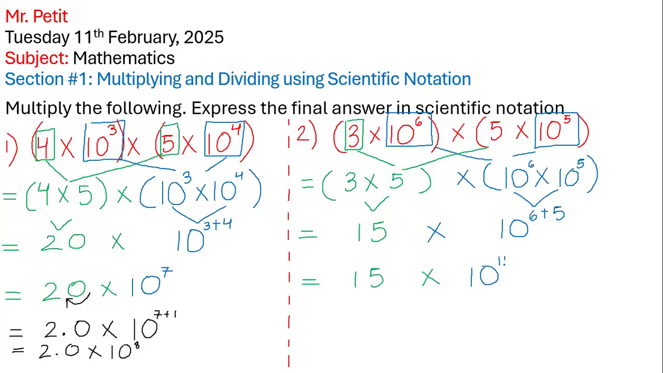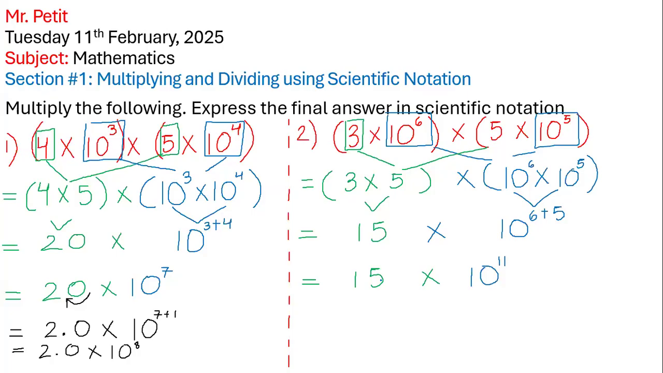Good. And we're done, right? 15 times 10 to the 11, that's our answer? No, sir. It has to be more than 1 but under 10. We have to make this in scientific notation.